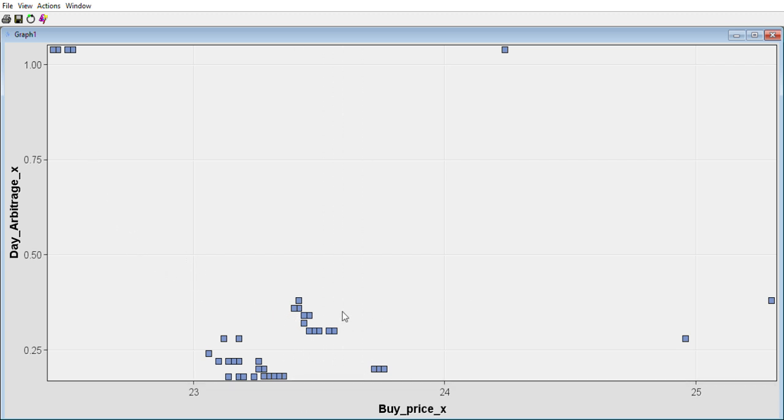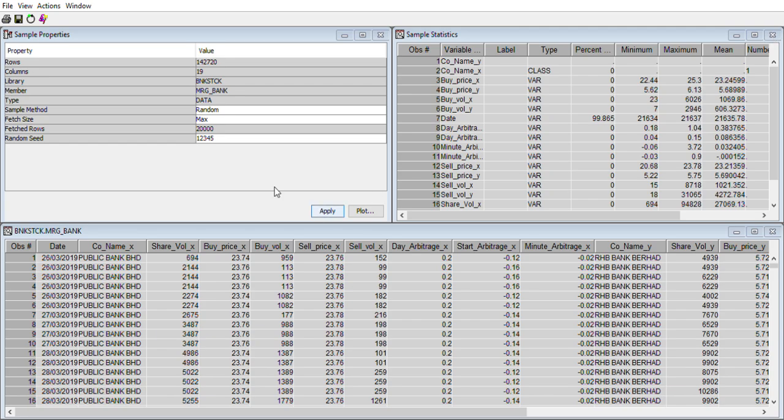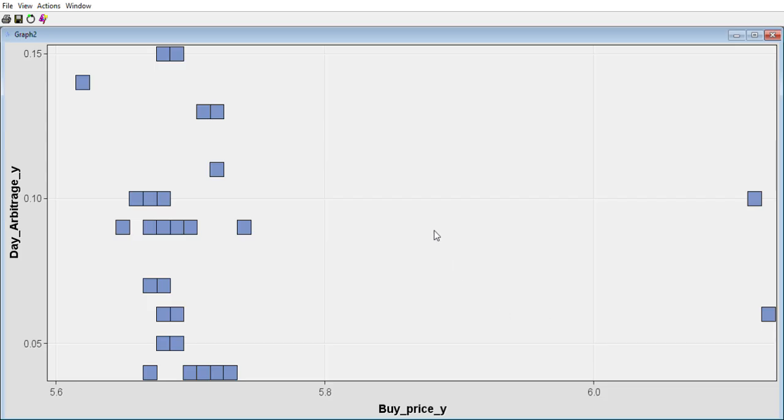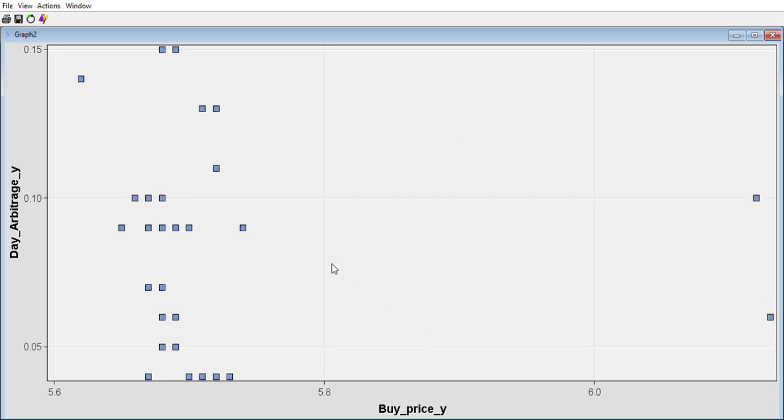As you can see, the clusters of opportunity. Then we close this and return back and now take a look at RHB. So we do the same thing for RHB. We take the buy price, put it on the X-axis, and the day arbitrage, put it on the Y-axis, and then go on and finish it off. Then we do the same thing. We go up and change the marker size so that it becomes a bit more interpretable. We apply, and then we say OK.